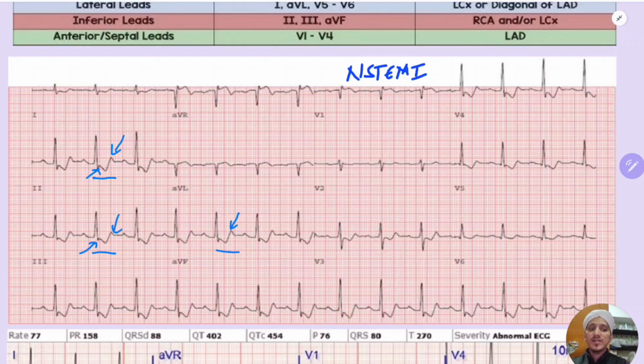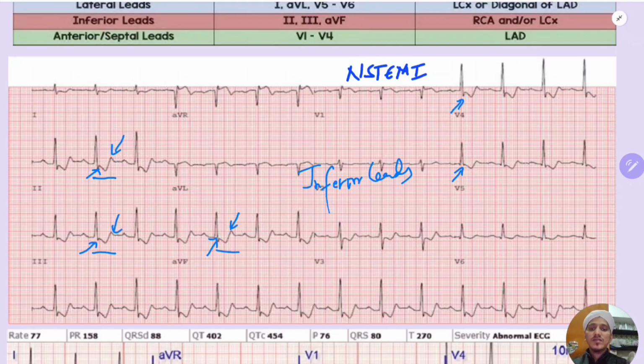Remember this point. The parameter to assess depression or elevation is the J point. If the J point is depressed, the ST segment is depressed. If the J point is not depressed, the ST segment is not depressed. So here you can see there is depression of J points in leads 2, 3, aVF, and also in V4, V5, mainly in the inferior leads. You can see ST segment depression, but there is no T wave inversion.